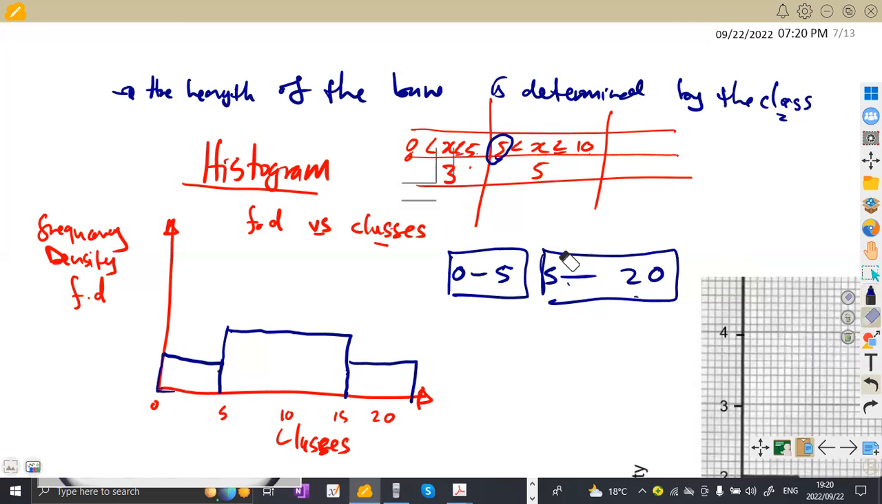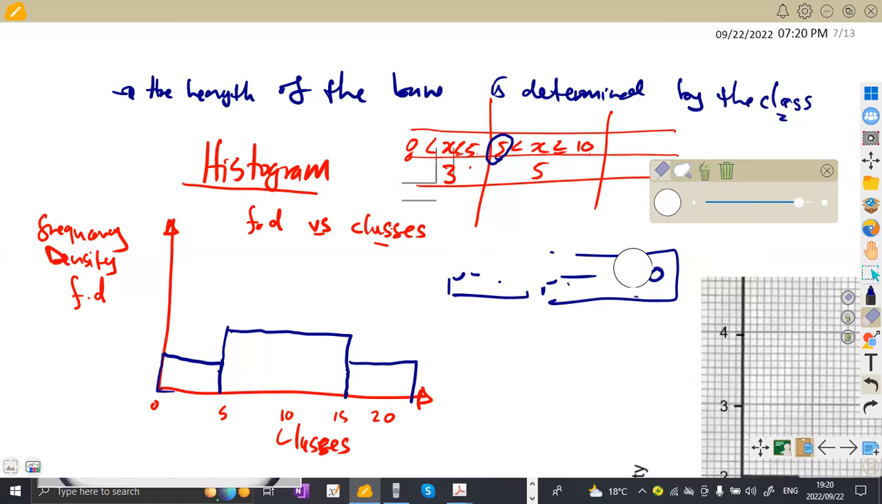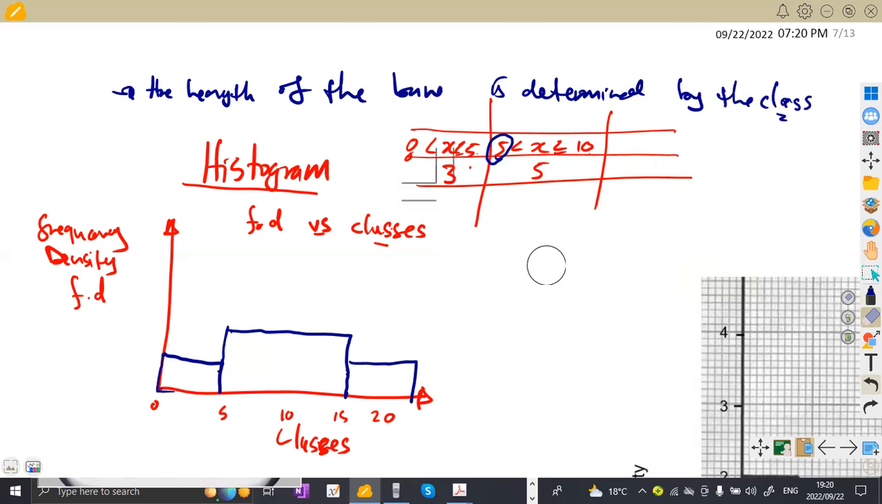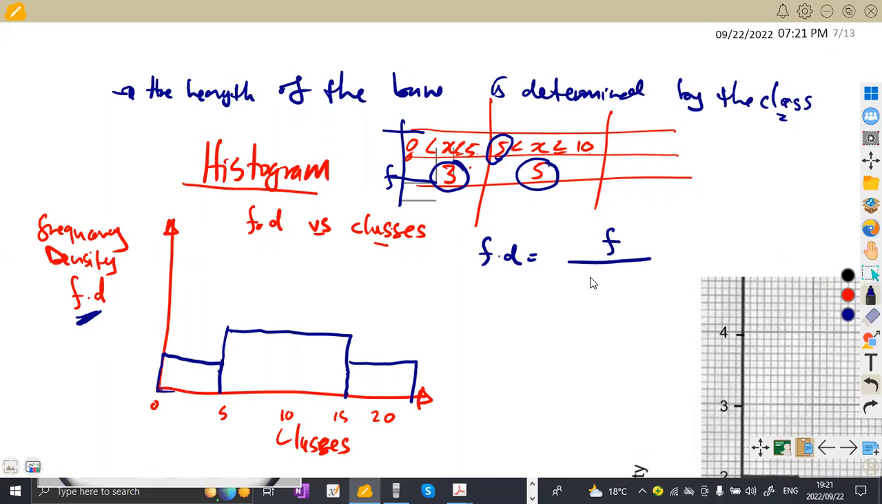Then let's go back to frequency density. We said that frequency density is something that you need to calculate, because on your table you'll be given the classes and the frequency, and the numbers there represent frequencies, not frequency density. So you have to calculate the frequency density for each and every class. How do you find the frequency density? Frequency density is equal to the frequency over the class width.